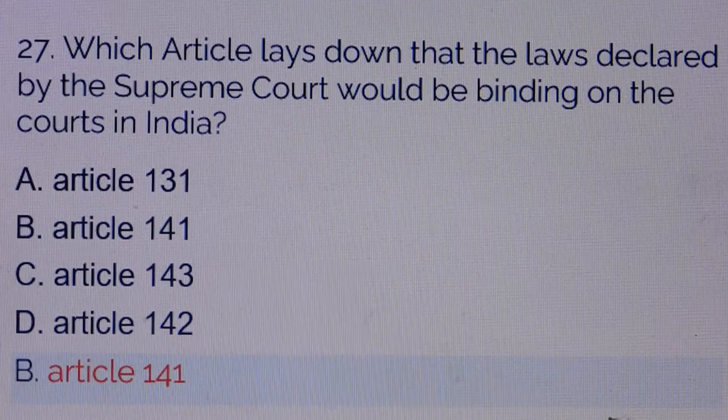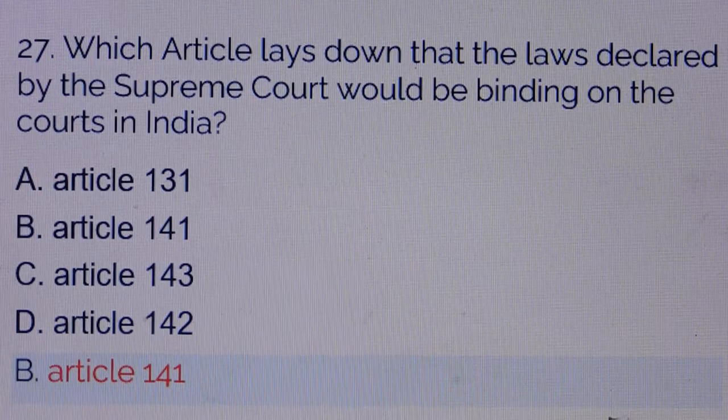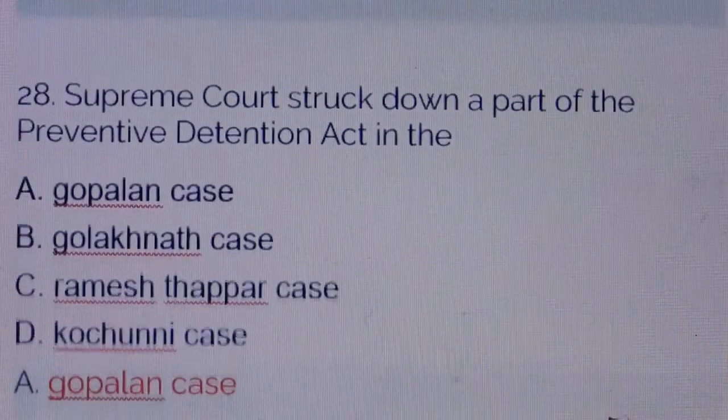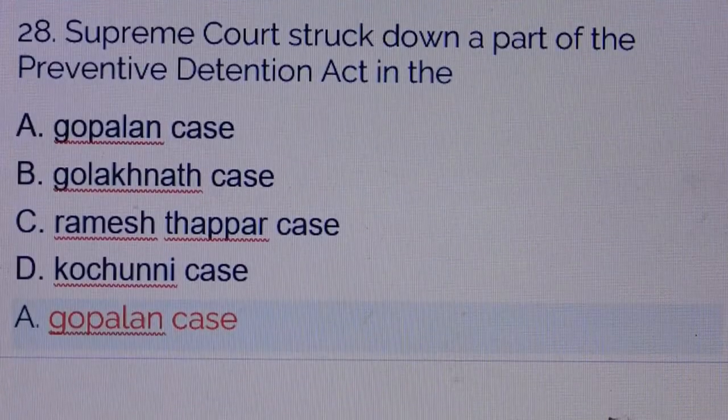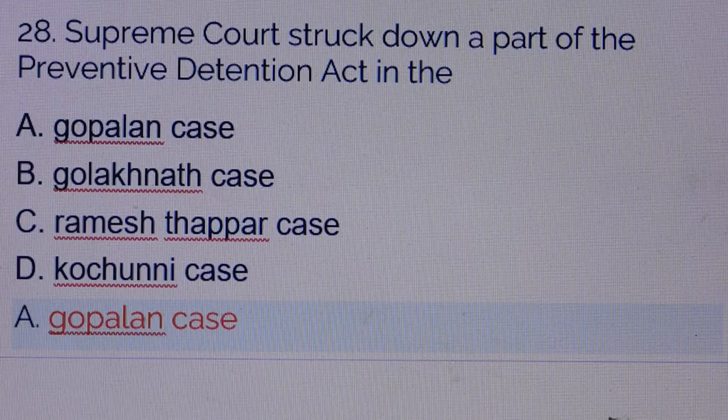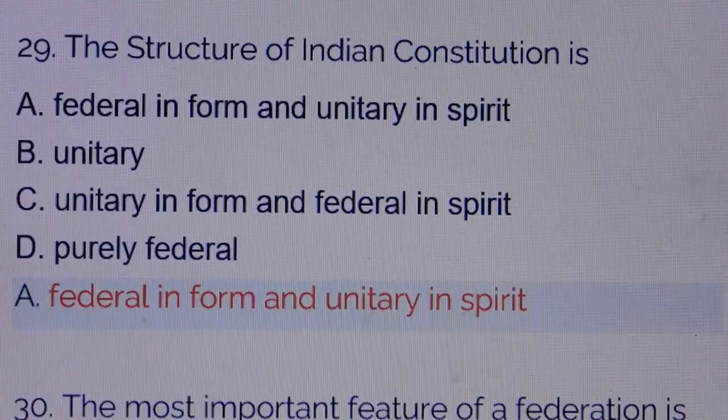Question number 27. Which article lays down that the laws declared by the Supreme Court would be binding on the courts in India? Answer is option number B, Article 141. Question number 28. Supreme Court struck down a part of the Preventive Detention Act in the. Answer is option number A, Gopalan case.